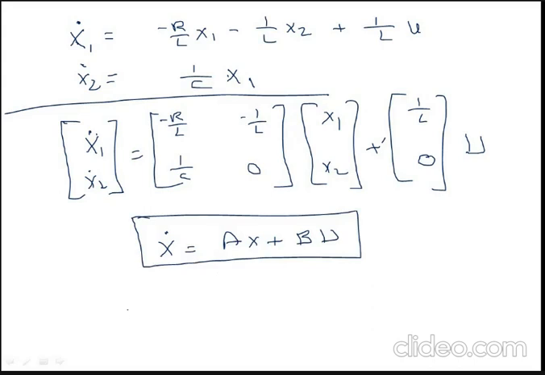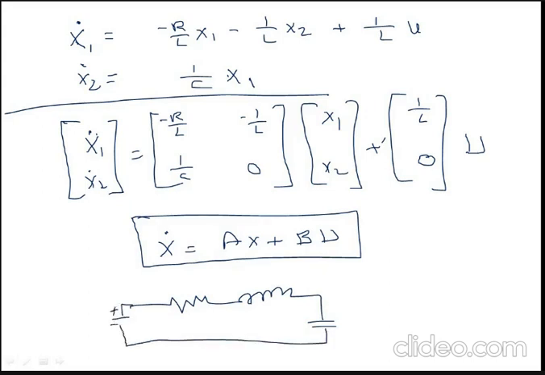What has he given? The electrical circuit, an R, L and C. For this electrical circuit, he has asked you to determine its state variable, state model representation. If you observe here, he has asked you to consider I and V naught as the state variables.